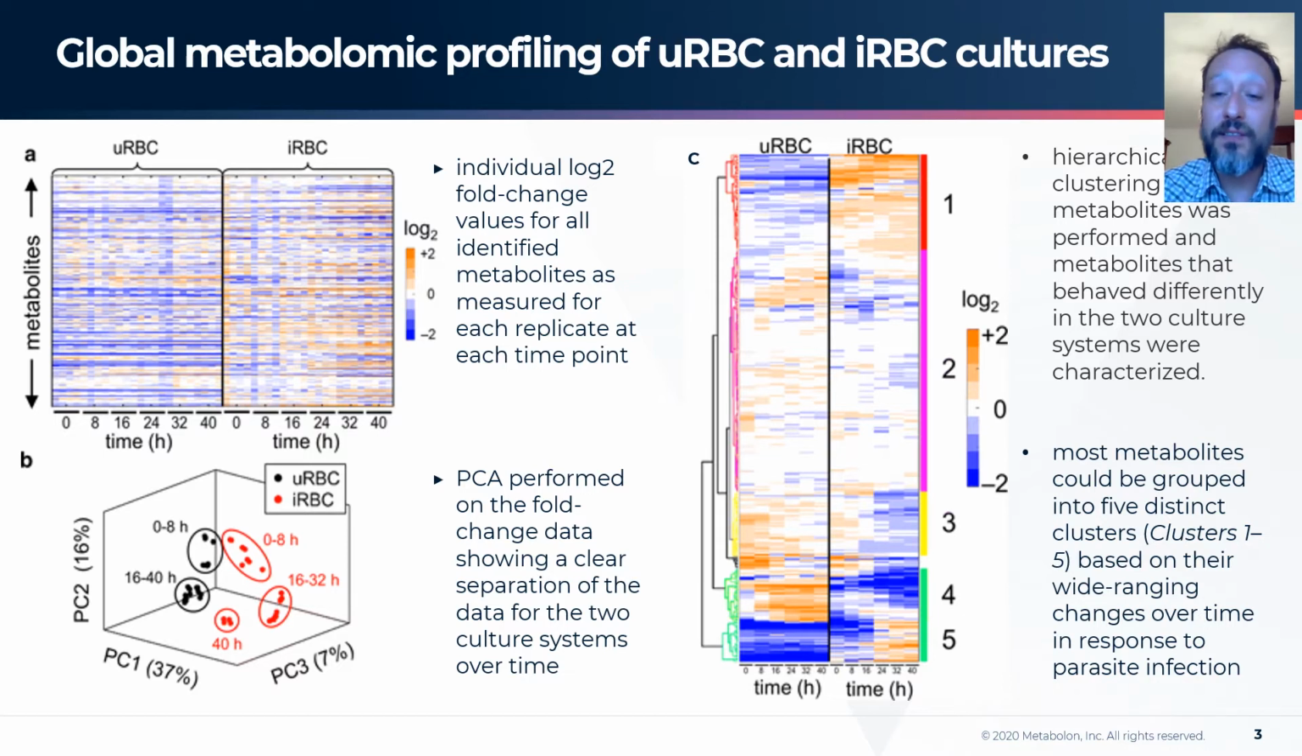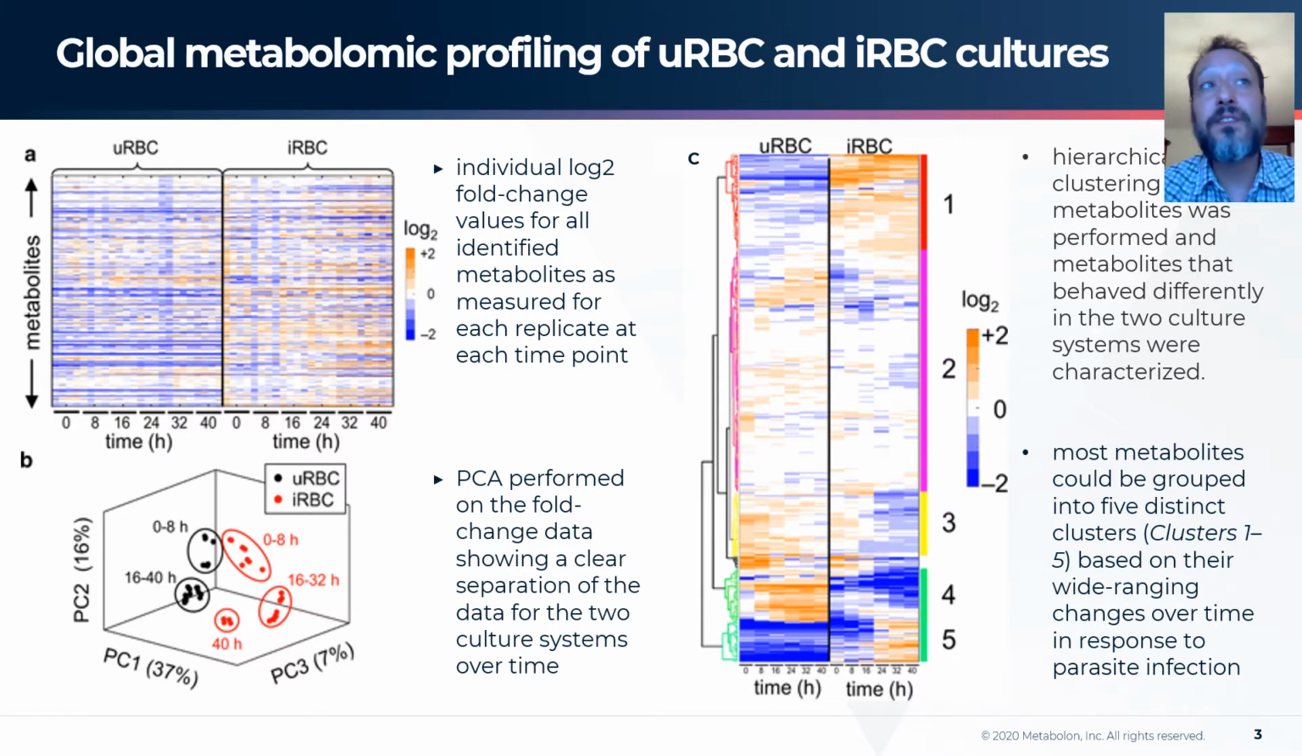Now, on the right, very important, to identify the underlying groups of metabolites that drive the changes in metabolite profiles, hierarchical clustering of all 501 metabolites was performed, and metabolites that behave differently in the 2 culture systems were characterized. In this figure, you can see that most metabolites can be grouped into 5 distinct clusters based on their wide-ranging changes over time in response to parasite infection.